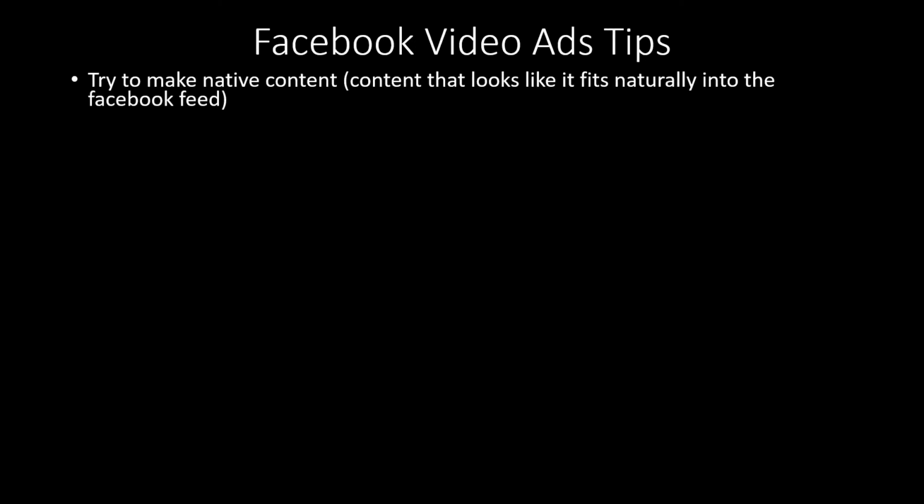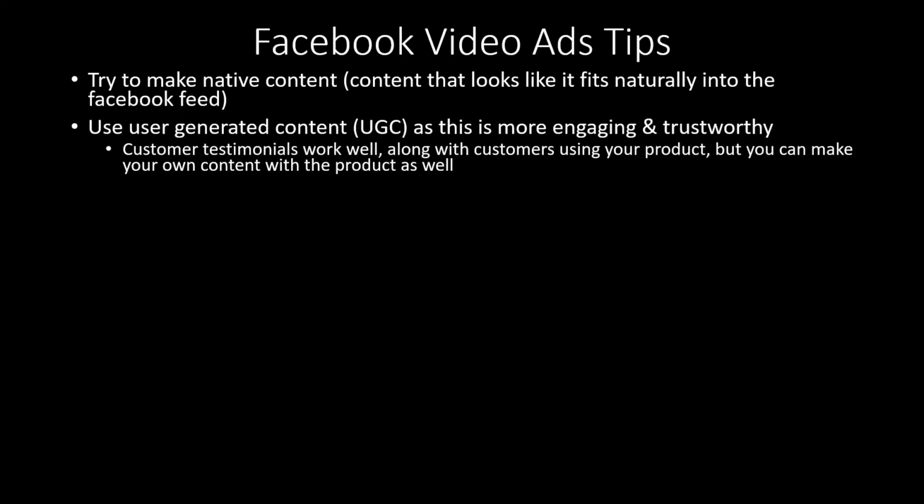The first thing you want to try to do is make native content. What this means is you want to make content that looks like it fits naturally into the Facebook feed. If somebody is scrolling through their feed, you want to make sure that your video ad doesn't blatantly look like an ad. You want it to look more like a video that would naturally already be on Facebook, because no one really gets on Facebook to directly look at ads. They get on Facebook to look at content they like. So you want your ad to look as native as possible, because this is going to make it much more likely that people actually watch your ad.